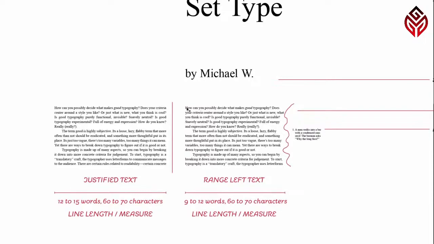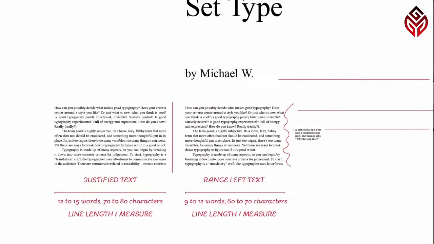It means they get to the end of the line and they can easily find their way back to the beginning of the next line. And justified text has a few more words per line, and it gives you a little more characters per line as well, probably around 70 or 80. So justified text can be a little more economical, but it can feel a little harsher on the page.